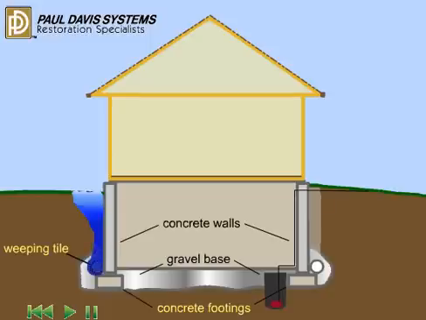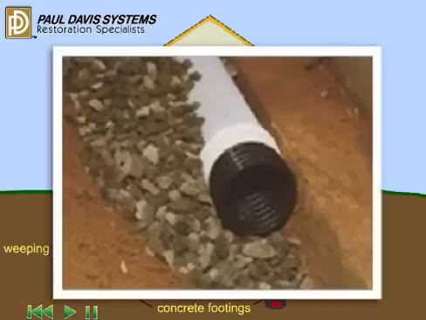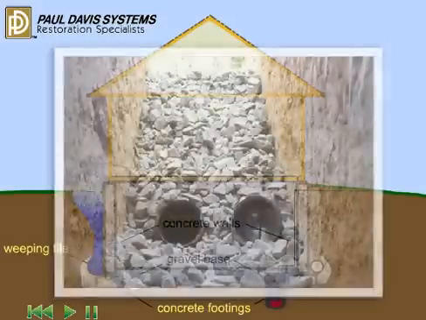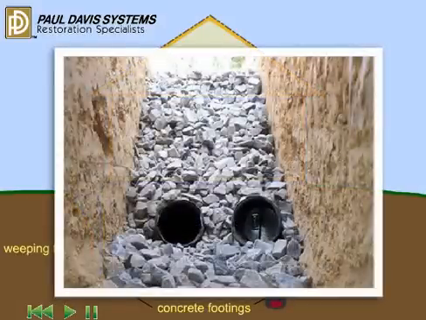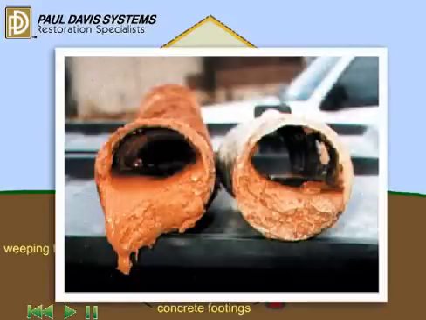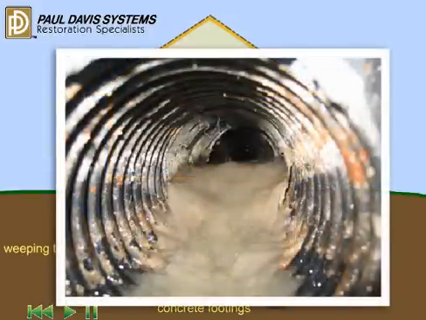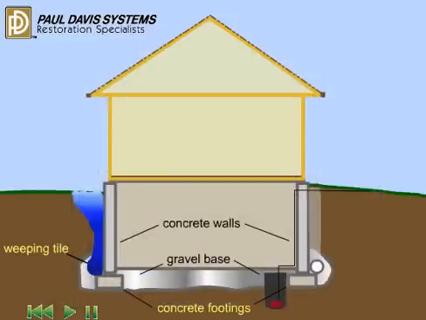Weeping tile is actually plastic piping with small holes through it. It is covered in a cloth and loose gravel to encourage drainage while keeping soil out. If the weeping tile was damaged during the construction of the house or clogged with dirt and silt, the water will not be able to drain into the sump pump or city sewers. This standing water is a common cause of water damage.